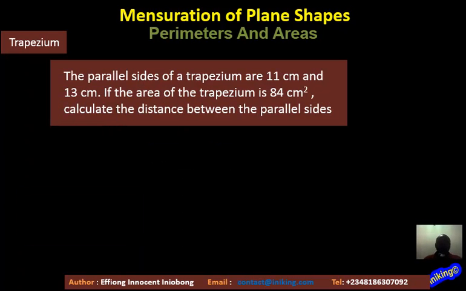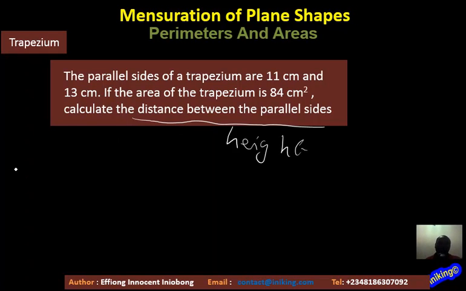Now the word problem here. The parallel sides of a trapezium are 11 centimeters and 13 centimeters. If the area of the trapezium is 84 centimeters square, we are asked to calculate the distance between the parallel sides. Obviously, by asking us to get the distance between the parallel sides, we know that we are looking for what? The height. The distance between the parallel sides simply represents what? The height. So we are asked to find the height of the trapezium.